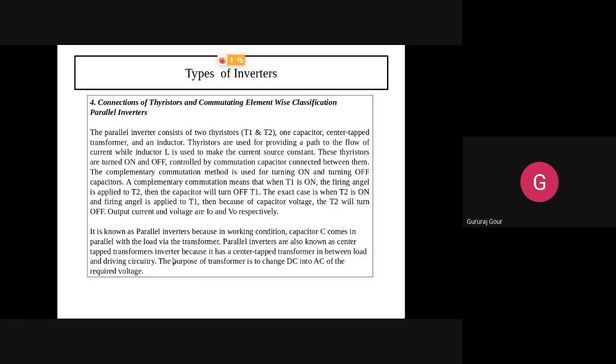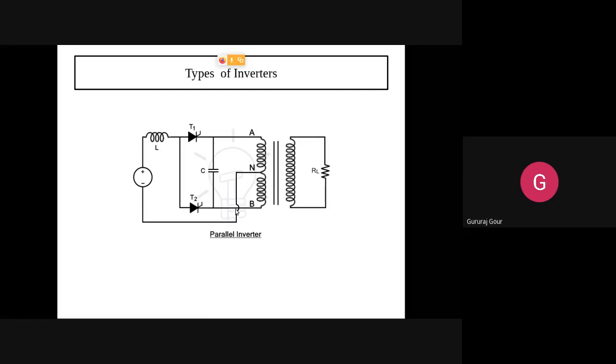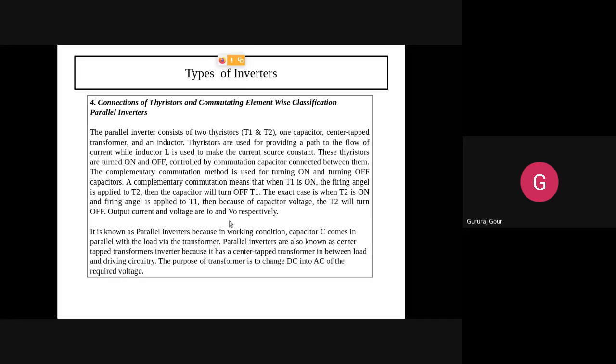For that reason, it is known as a parallel inverter. Parallel inverters are also known as center tap transformer inverters. This is important, a key point for this slide, because it has a center tap transformer.